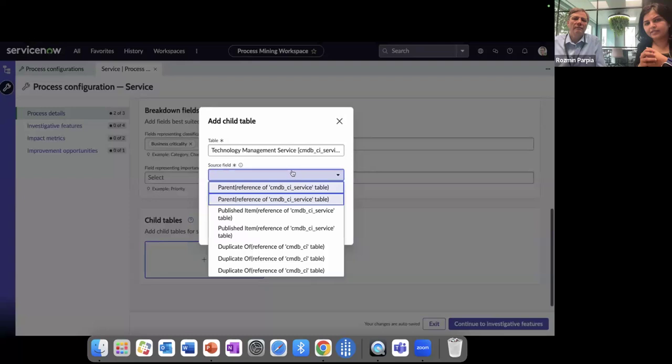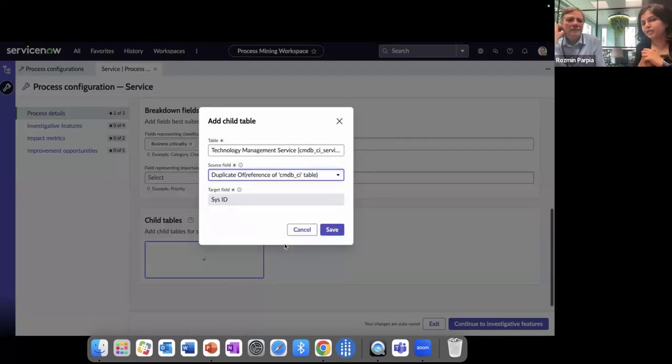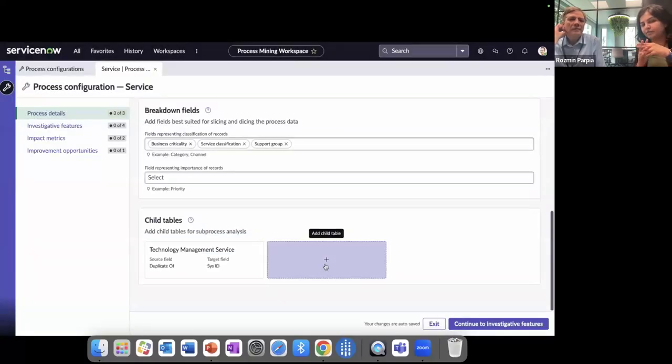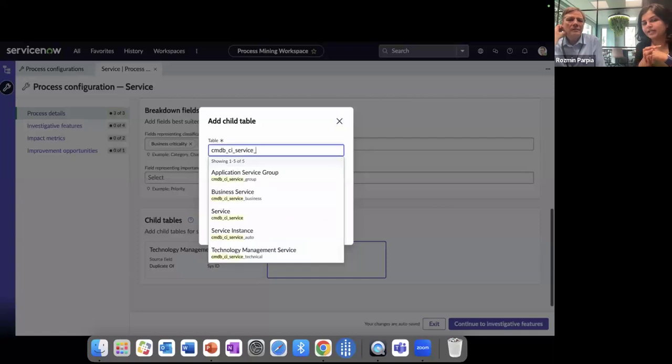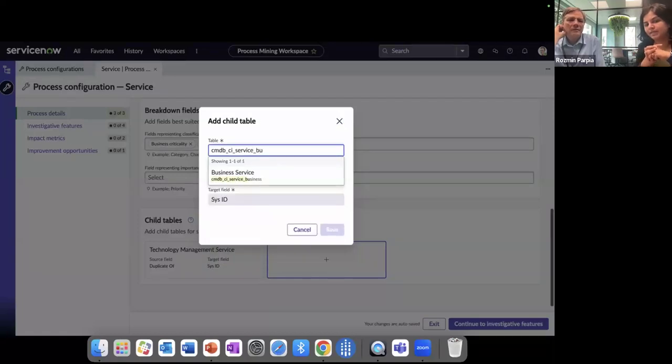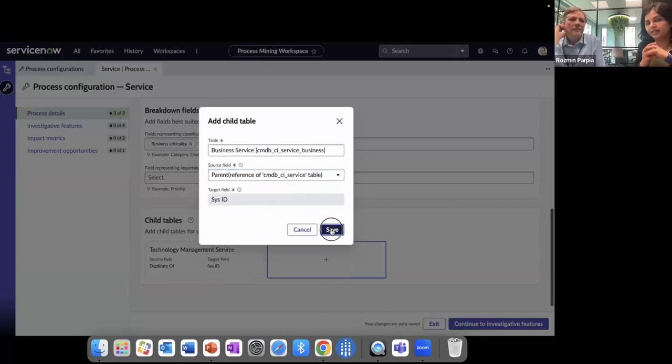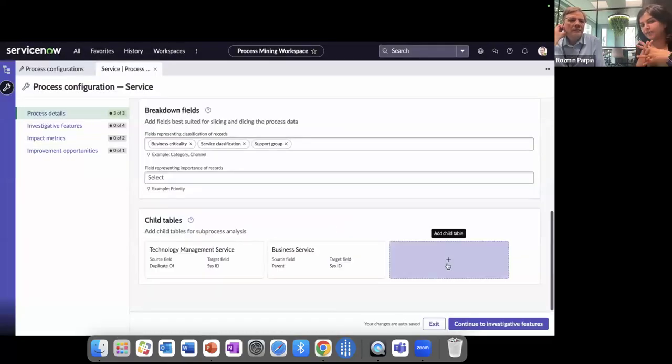The next type of service is the business service. And here, the type of relationship is parent. So make sure you select the first option, which is the parent. This is to create the multidimensional map. It's better to do it at this stage.